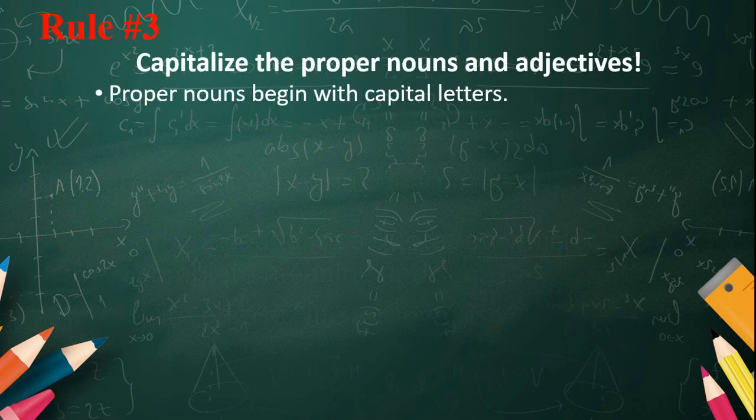Rule number 3, capitalize the proper nouns and adjectives. Now what are proper nouns? Proper nouns are those nouns which are taken from proper adjectives. Is that true? Of course not. We say proper nouns are those nouns which refer to proper people, places and things.